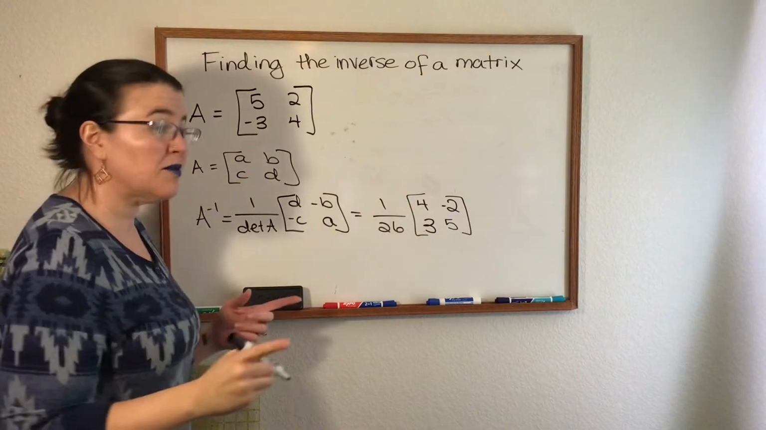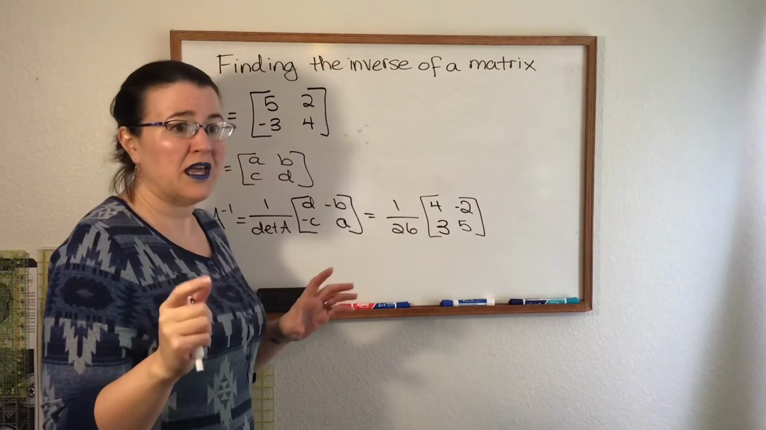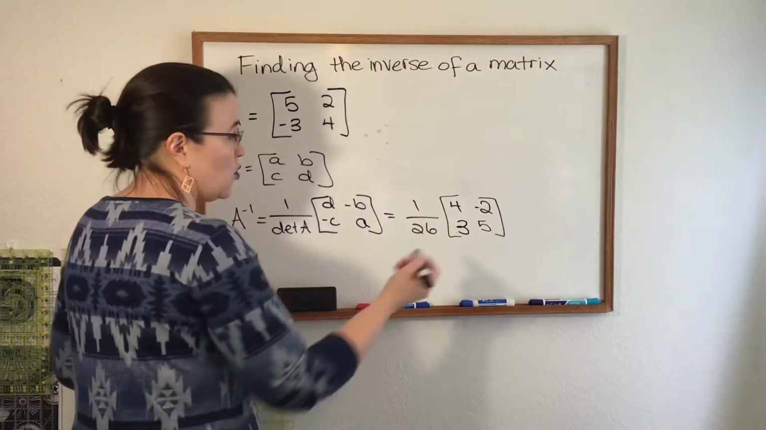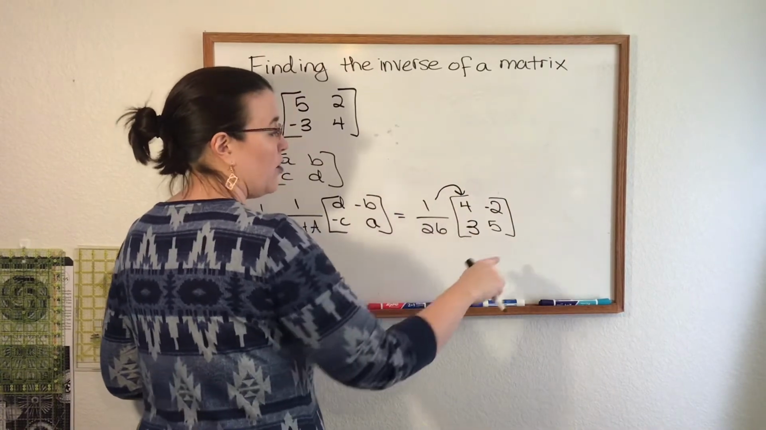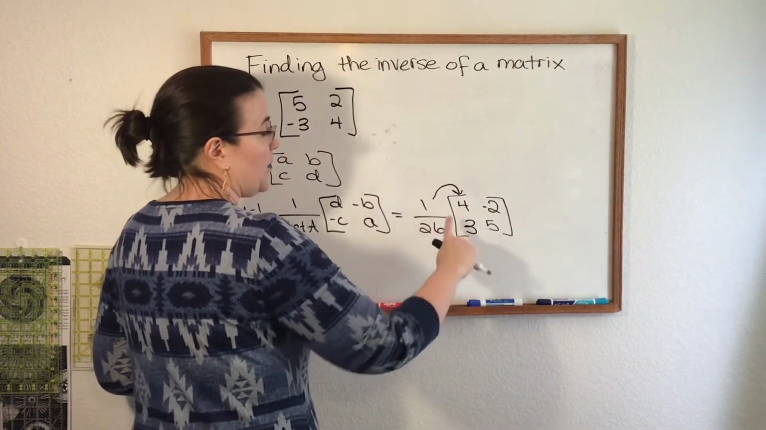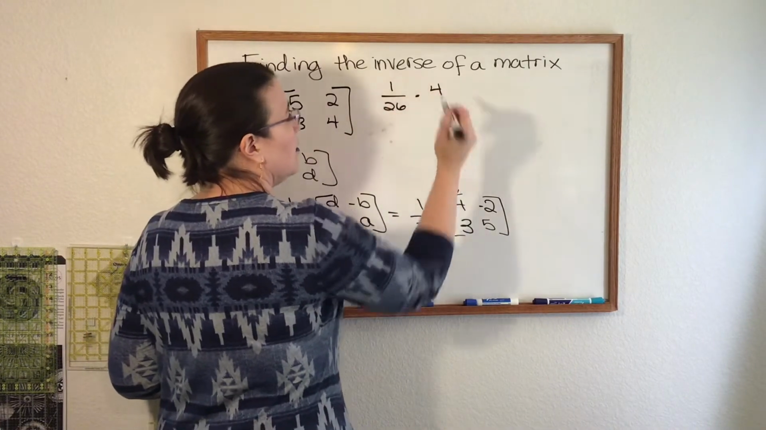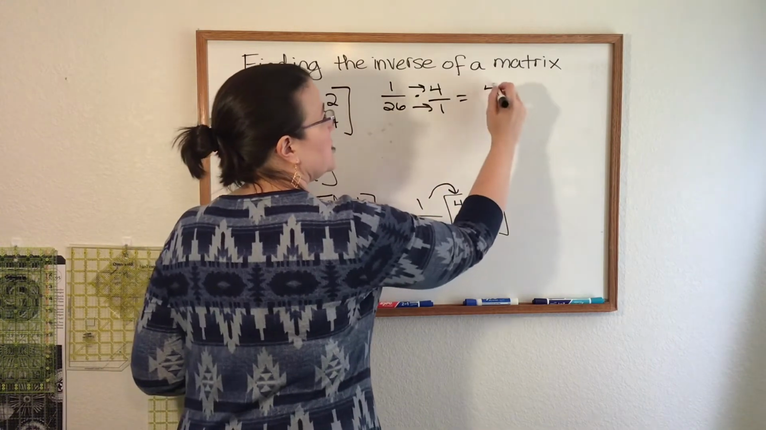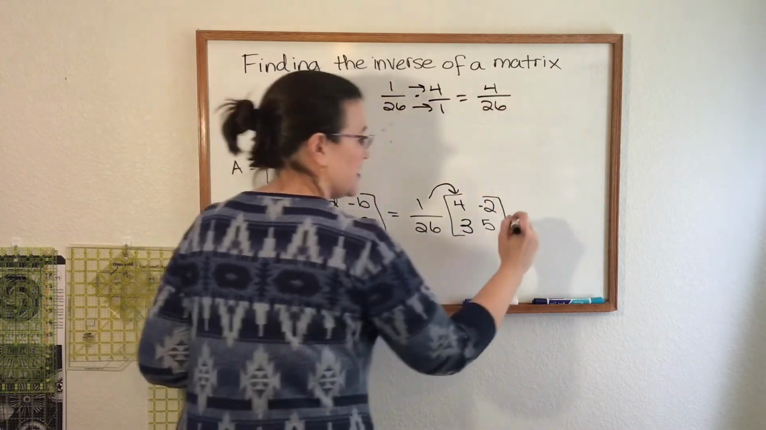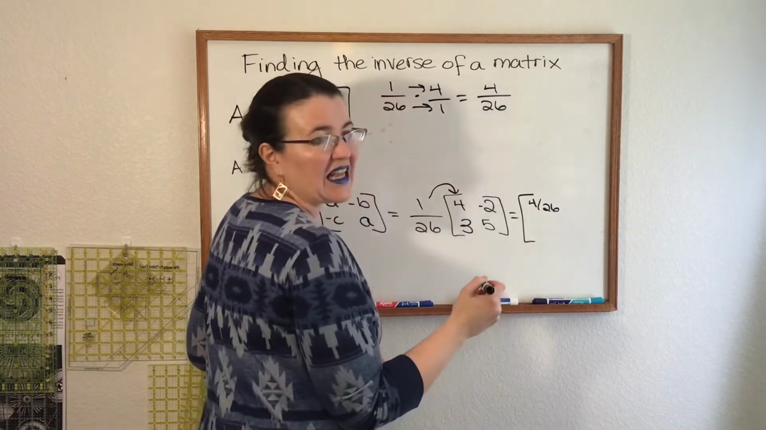Here now you're just multiplying, and I think this is the part that my students struggled the most with because multiplication of fractions is not their favorite thing. So what I'm going to do is distribute this 1/26 to each number in the matrix. When you multiply 1 over 26 times 4, that whole number is really 4 over 1. You multiply straight across, which gives you 4/26, which is really fun to say, 4/26.